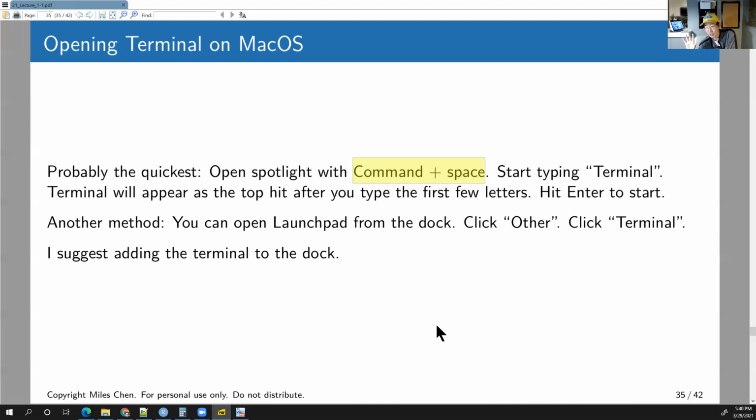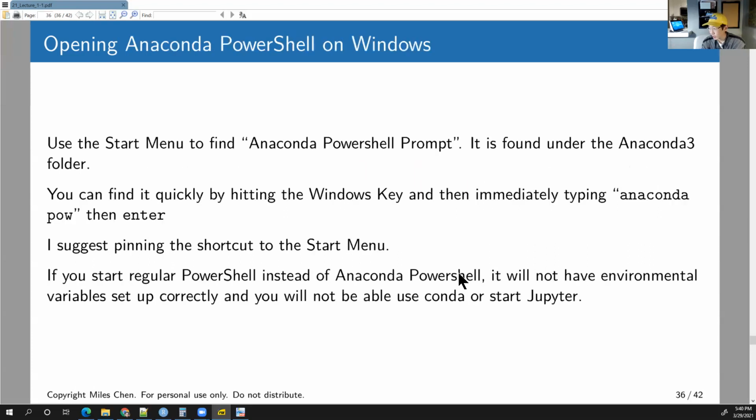That should bring up a terminal window. Other options: you can use the dock, where there's a little rocket ship called Launchpad. You can click that, then click Other, and launch Terminal from there. I also suggest that once you have Terminal open, it'll be on your dock, so right click it and say keep in the dock, or just drag it over to the other side of the little bar so it stays in the dock. So that's how you get Terminal open on Mac.